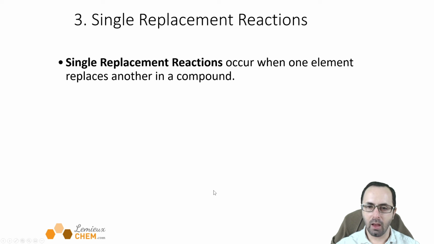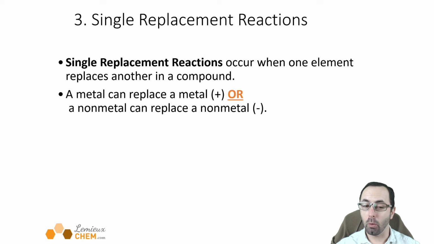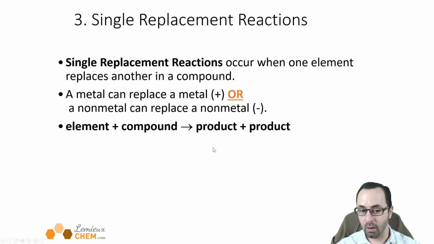Okay, the next type is single replacement reactions. These occur when one element replaces another in a compound, and this can happen in a couple of ways. If it's an ionic compound, a metal can replace another metal in the ionic compound, or a nonmetal can replace the nonmetal. The metals are generally positive ions, the nonmetals are negative ions. This doesn't have to be ionic compounds that do this, but it's important to mention what happens when it is an ionic compound.